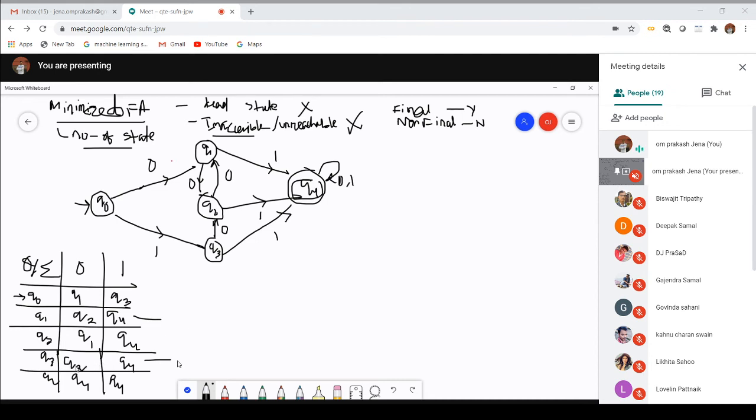It is Q2 Q4, it is Q2 Q4. Now the behavior of these two states is the same on input symbols 0 and 1. So you can merge these two states into a single state. That means this Q1 and Q3 will be updated like this. Suppose I have to delete any one of them. Suppose I delete this one.